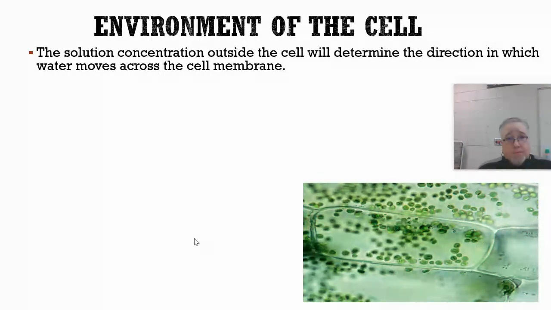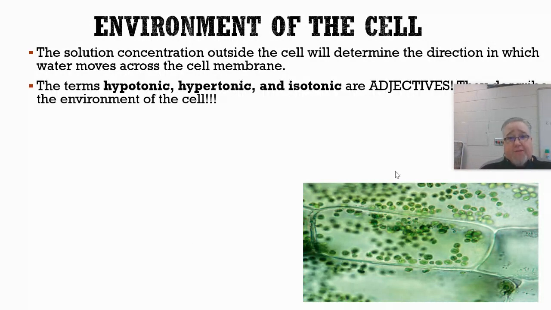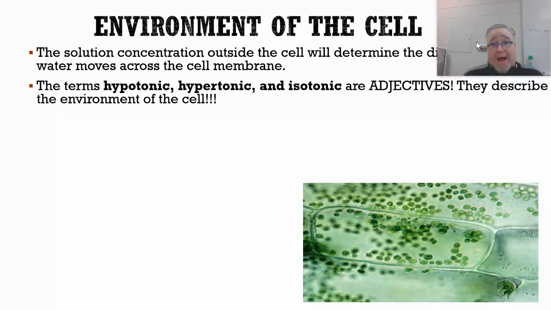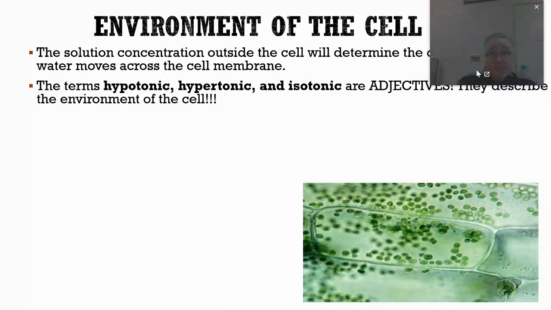Okay, so when it comes to the environment, there's basically 3 words that we use to describe the cell's environment. So these are kind of adjective words. All right, the terms are hypotonic, hypertonic, and isotonic. These 3 words describe different environments that the cell can exist in.